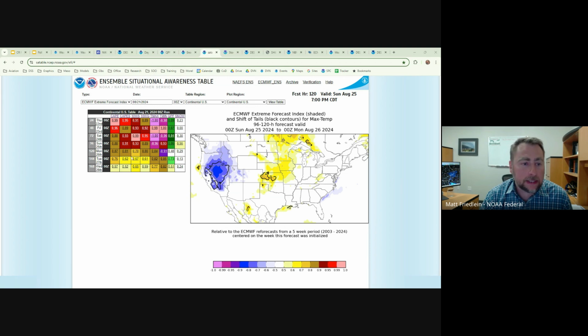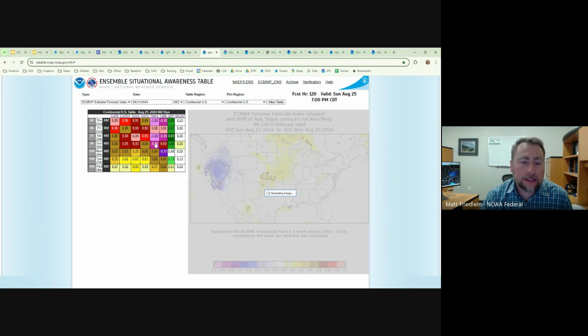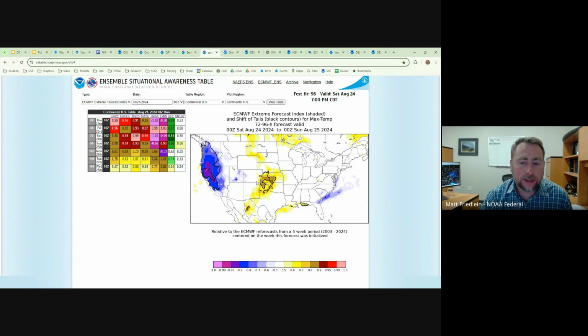So as we can see this, and we're going to click here so we make sure we're on the right values. So we're looking at Saturday temperatures here. So that's going to be Sunday 0Z. So again, for Western South Dakota there, we do see the EFI shaded there, but we don't necessarily see a shift of tails. So the potential for an extreme event isn't showing up right now in that data. And then we'll look at Sunday's too, and we'll still see some shading. It eases a bit, but again, the shift of tails is limited.